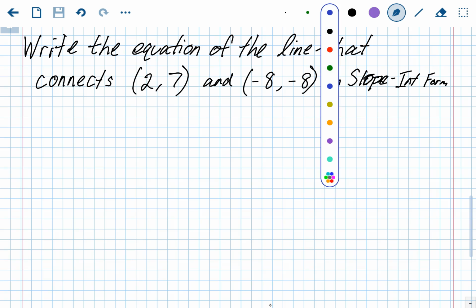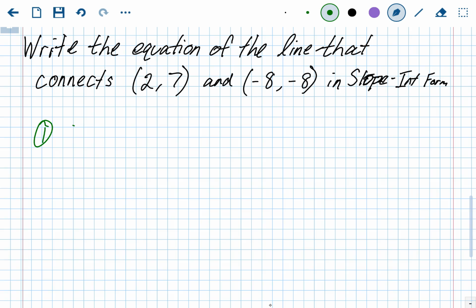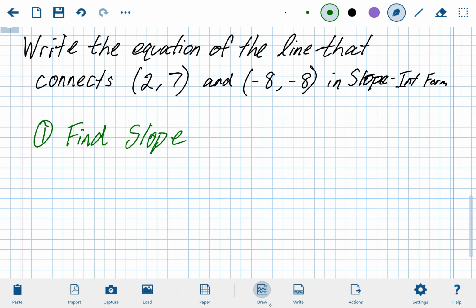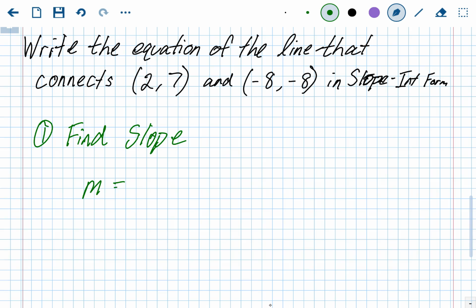The first step for either method is always the same. You have to find the slope. And if you recall, the slope formula is m for slope equals y2 minus y1 over x2 minus x1, the change in y over the change in x. So where do we find these y2s and y1s and x2s and x1s? Well, it's the points that are given in the problem.